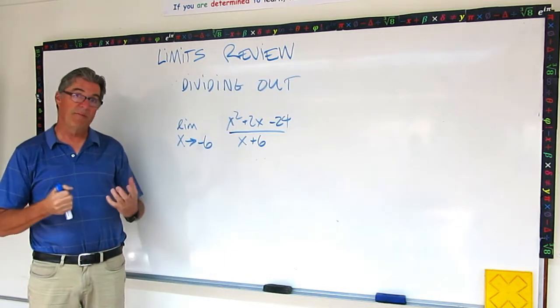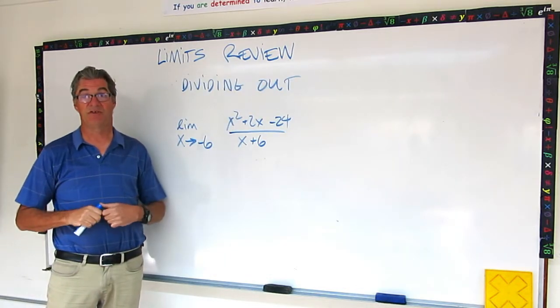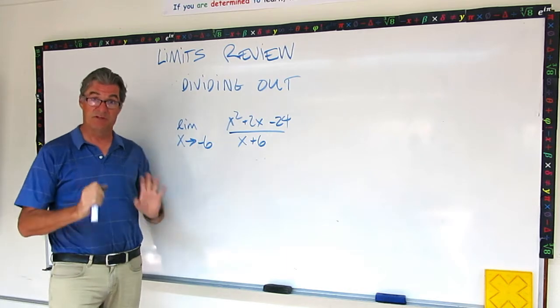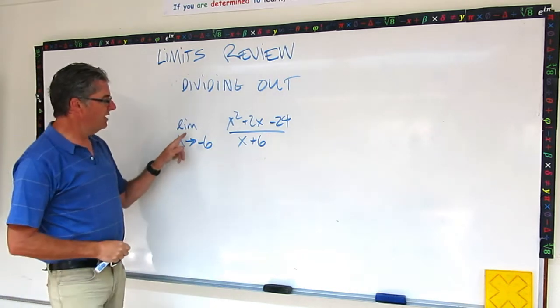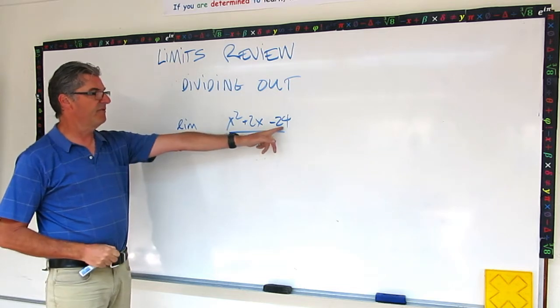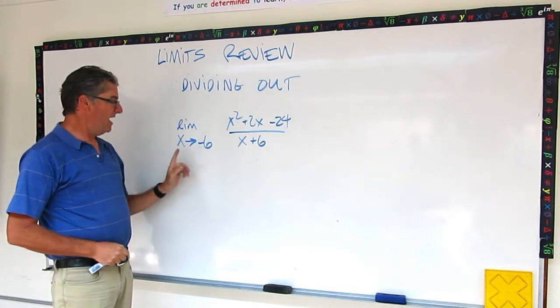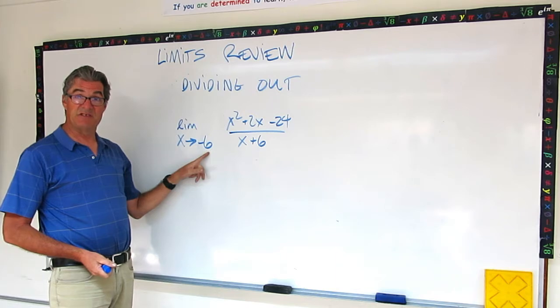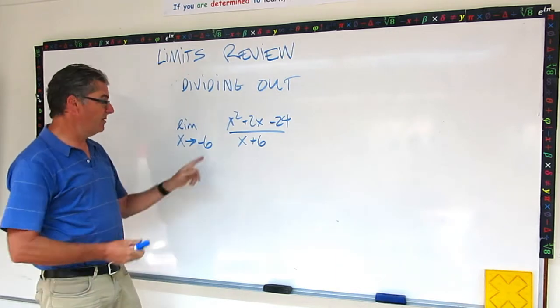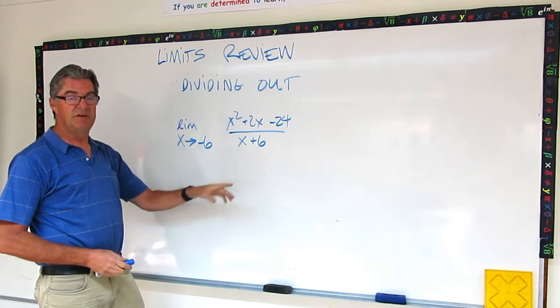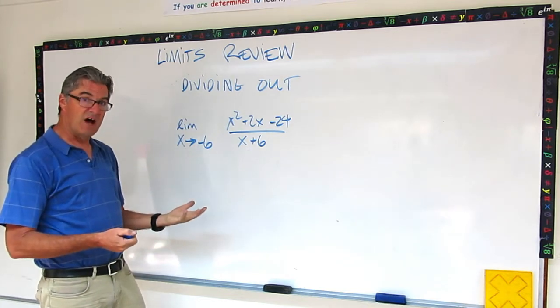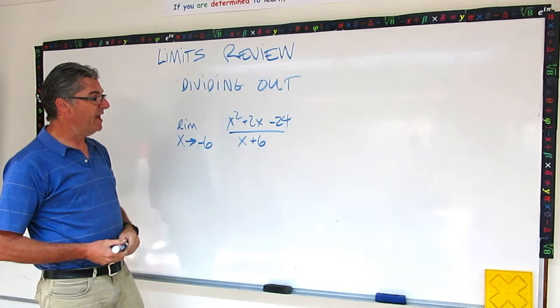Okay, one of the primary tricks that we use to evaluate limits is called dividing out. So I'm going to show you a straightforward example where we use that technique. Check out this function. I have the limit of x squared plus 2x minus 24 over x plus 6 as x approaches negative 6. So we can't evaluate this limit by just plugging in negative 6 for x because we have a division by 0 problem. So this expression goes undefined. So we have to use this dividing out technique.